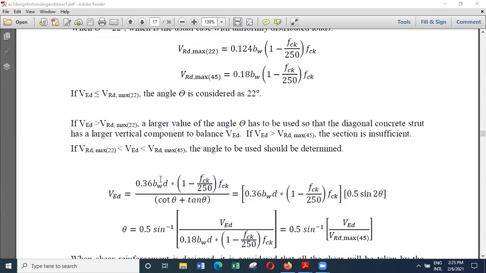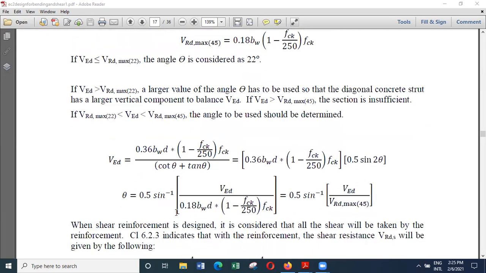From that you can get an equation for theta. So what you do is, we write this equation by substituting sine theta cos theta here. And sine theta cos theta is 0.5 sine 2 theta. From that, you can find what is theta. Theta is 0.5 sine inverse V_Ed divided by this value. But if you look at this value, it's equal to this value. So you can say the angle theta is equal to 0.5 sine inverse the applied shear force divided by the maximum shear force that the section can carry. So this way you can find the angle theta.